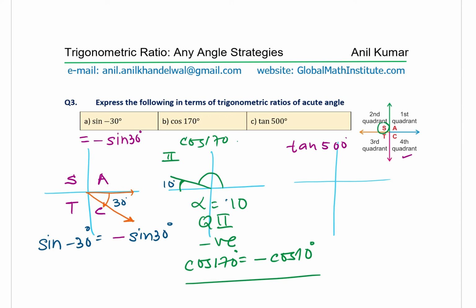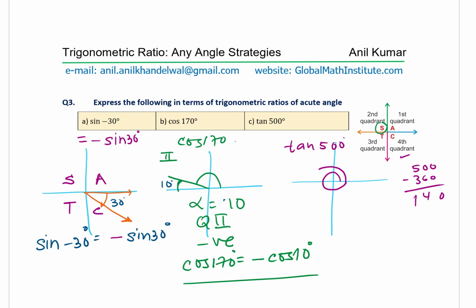Now when I say 500 degrees, we will go 360, and then how much more? So we can do 500 minus 360 and we get 140. So we land up right there, at 140. When we land up at 140, the terminal arm is in quadrant 2. Tangent is negative here. What is the related acute angle? Let's figure this out. Well, the related acute angle is 180 minus 140, and that gives you 40 degrees. So the related acute angle is 40 degrees.